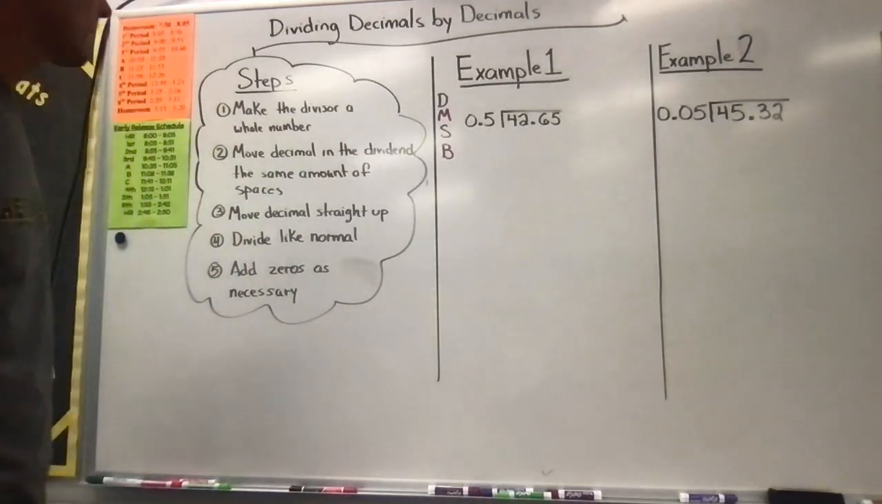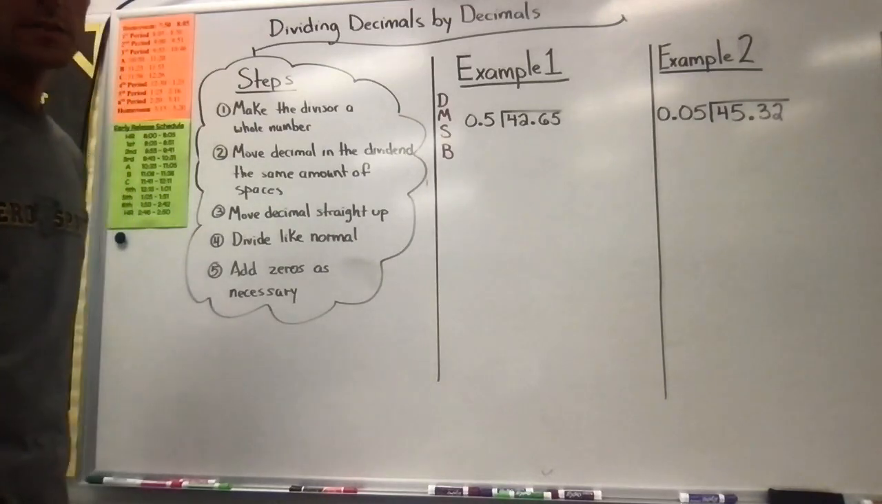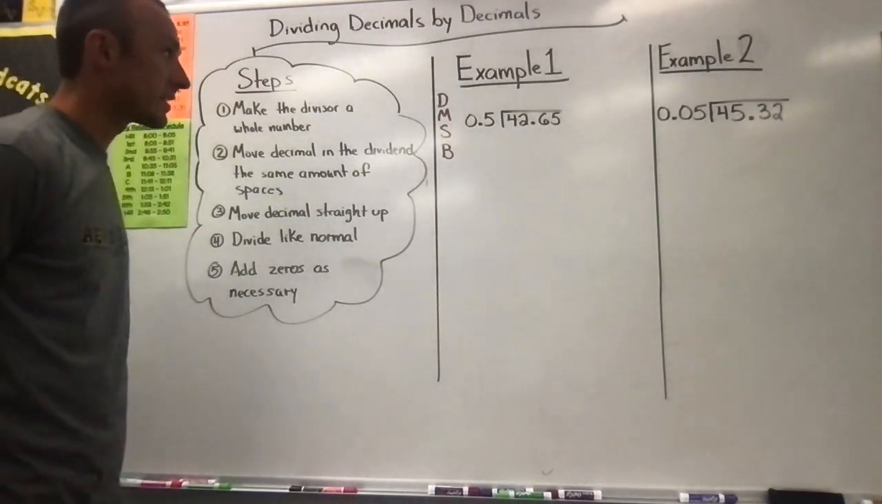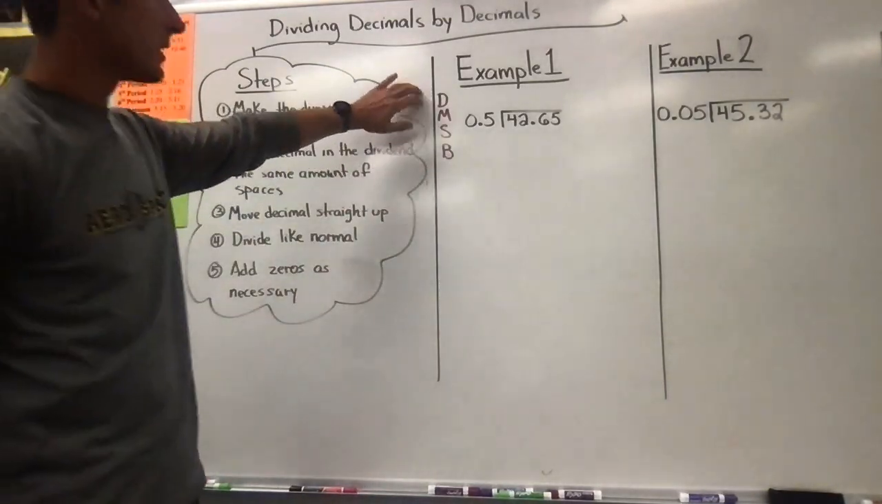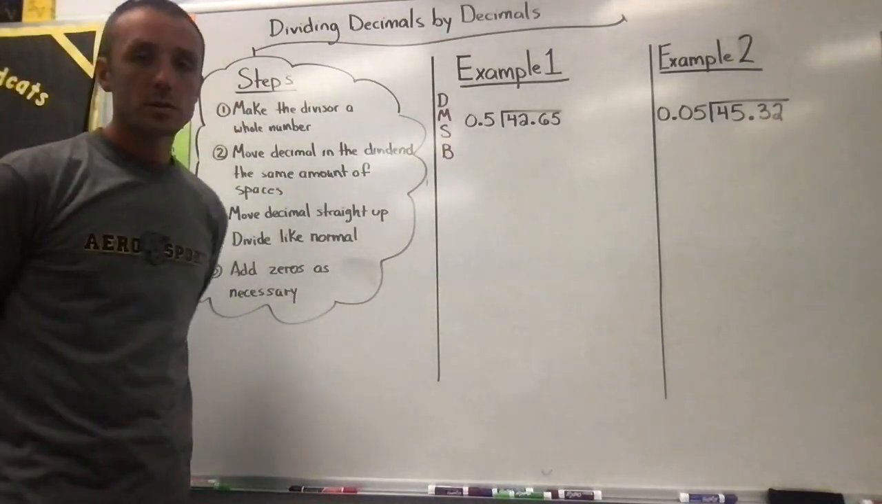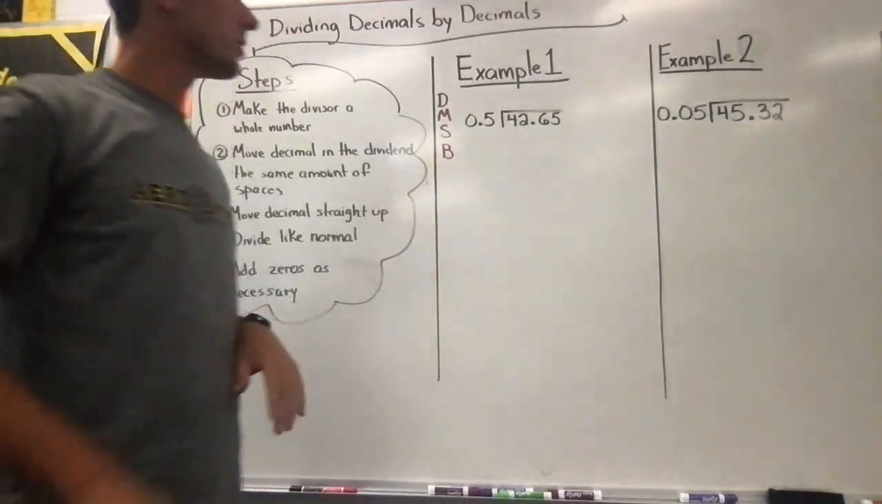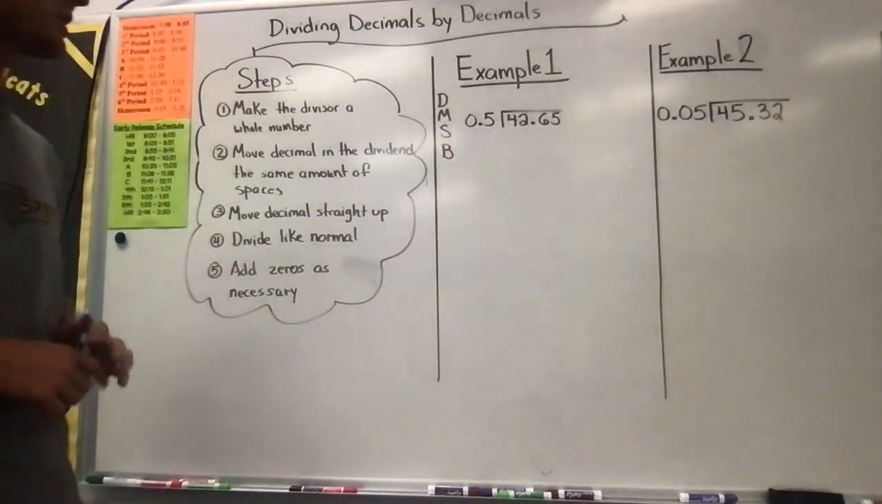Then we move the decimal in the dividend the same amount of spaces. Then we move the decimal straight up, divide like normal, and add zeros as necessary. And right here I have the DMSB, does McDonald's serve burgers: divide, multiply, subtract, and bring down. So as you can see, I have 42 and 65 hundredths divided by 5 tenths.